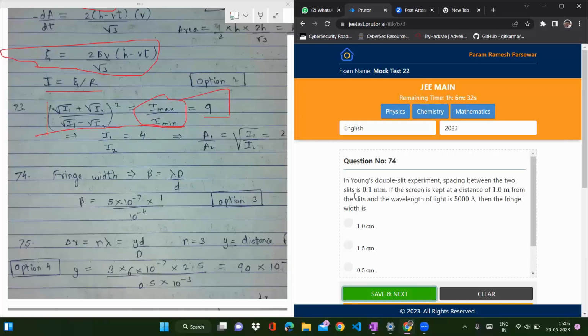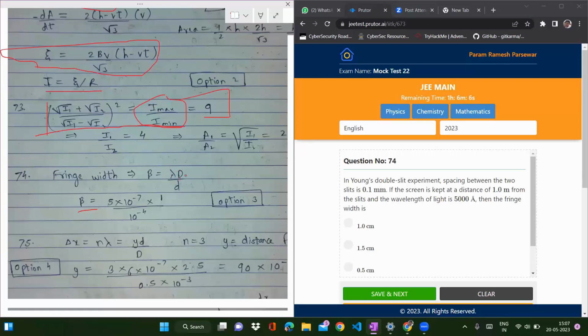Spacing between the two slits is 0.1 mm. If the screen is kept at a distance of 1 meter from the slits and the wavelength of the light is 5000 angstrom, what is the fringe width? So we are asked for fringe width, which is beta. I have shown here. So for fringe width we have the formula beta equals lambda D by d, where lambda is the wavelength of the light which is used.